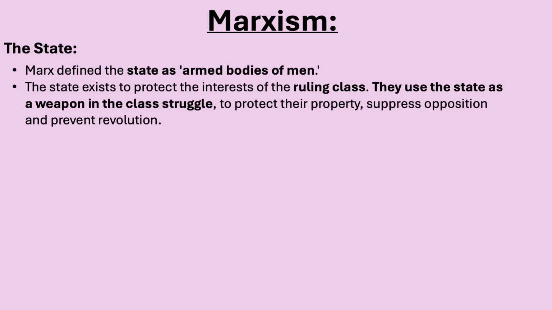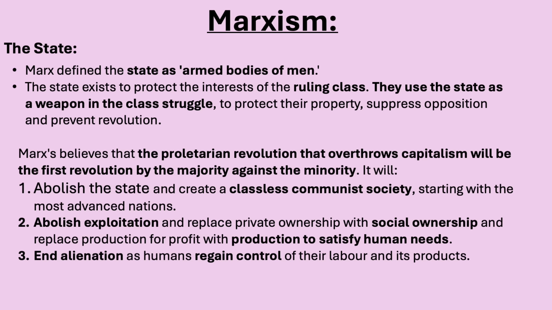And then finally we have the state. Marx defined the state as an armed body of men. The state exists to protect the interests of the ruling class. They use the state as a weapon in the class struggle, to protect their property, suppress opposition and prevent revolution. So again, the powerful are a part of the state and the state works in the interest of the powerful. So again, that's how they're all intertwined.